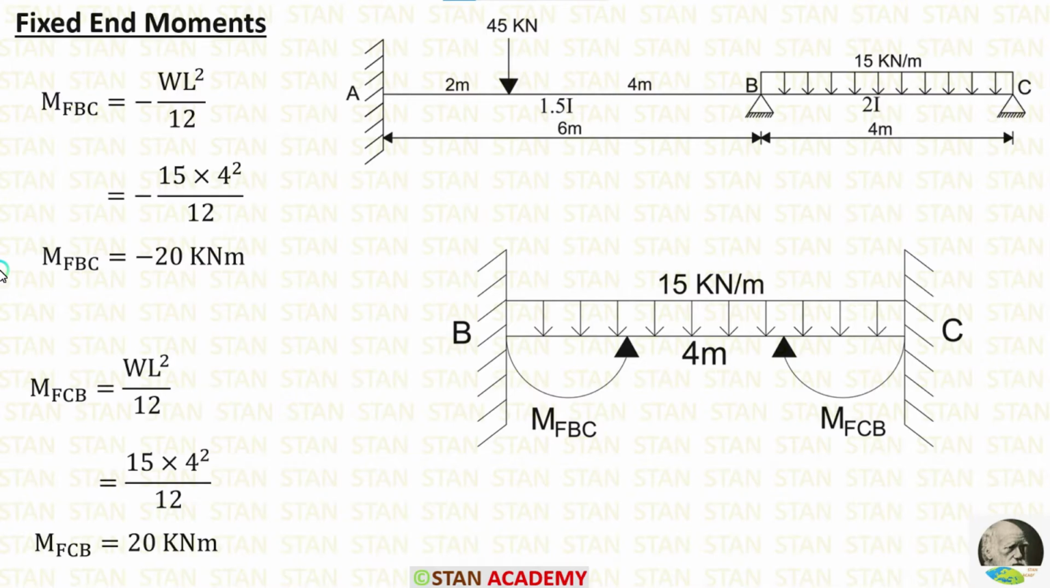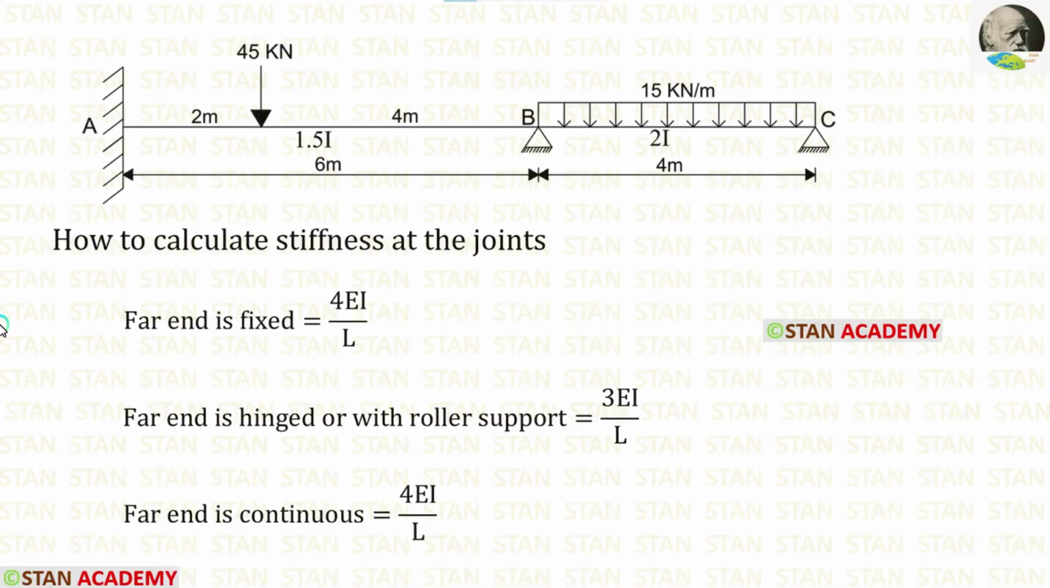Now let us make the fixed end moments in the span BC. In the span BC, we are having UDL acting for the full span. We already saw the formulas for the fixed end moments. Let us apply the values inside the formula. W is 15 and L is 4. After calculations, we are getting M of BC is equal to minus 20 kN meter and M of CB is equal to 20 kN meter.